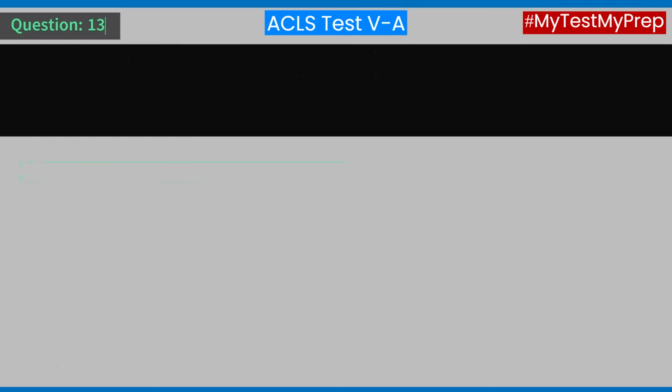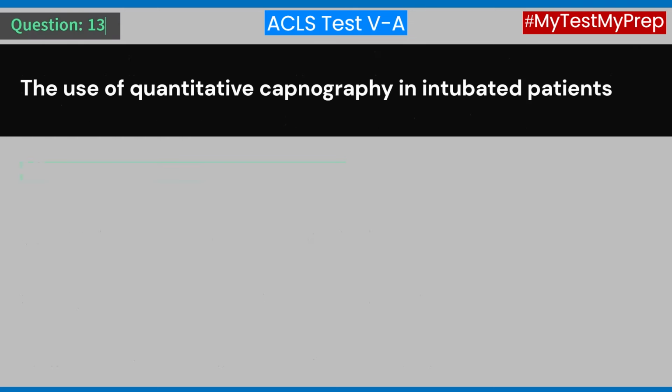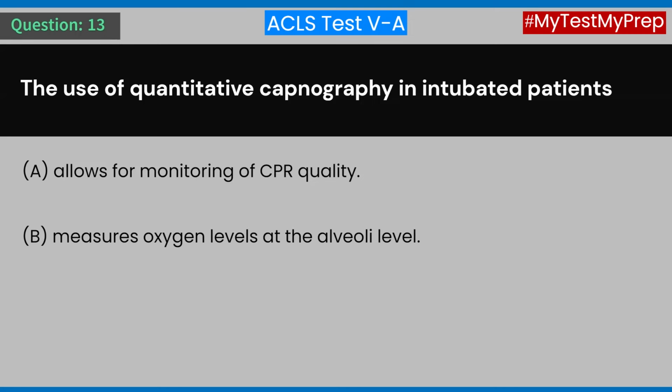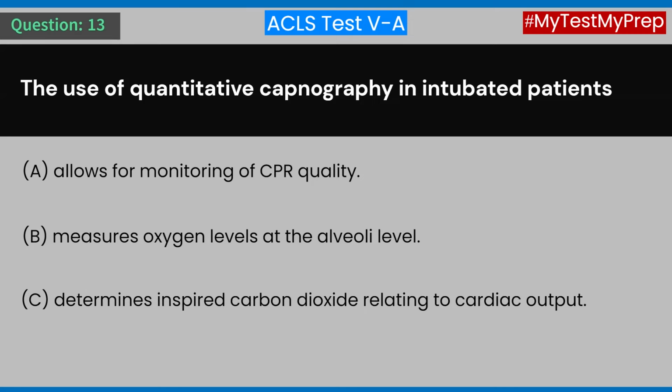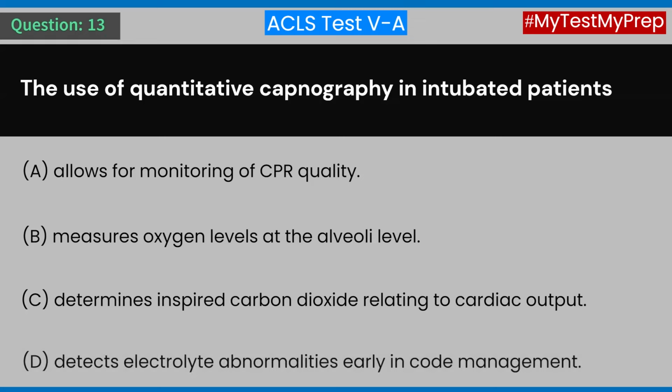Question 13. The use of quantitative capnography in intubated patients: A. Allows for monitoring of CPR quality. B. Measures oxygen levels at the alveoli level. C. Determines inspired carbon dioxide relating to cardiac output. D. Detects electrolyte abnormalities early in code management. Answer: A. Allows for monitoring of CPR quality.